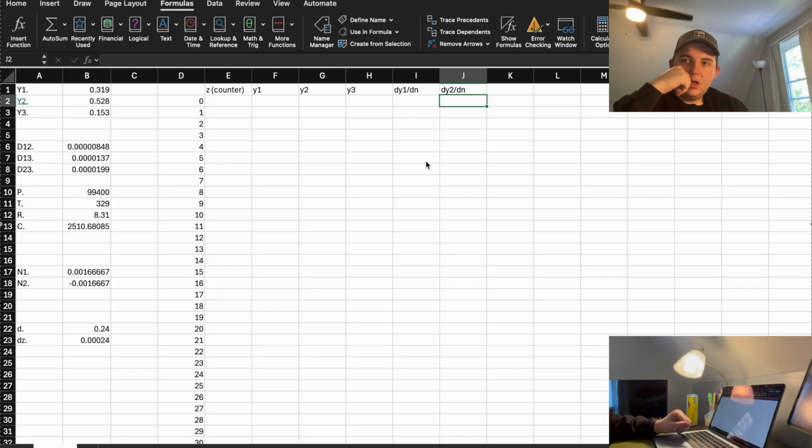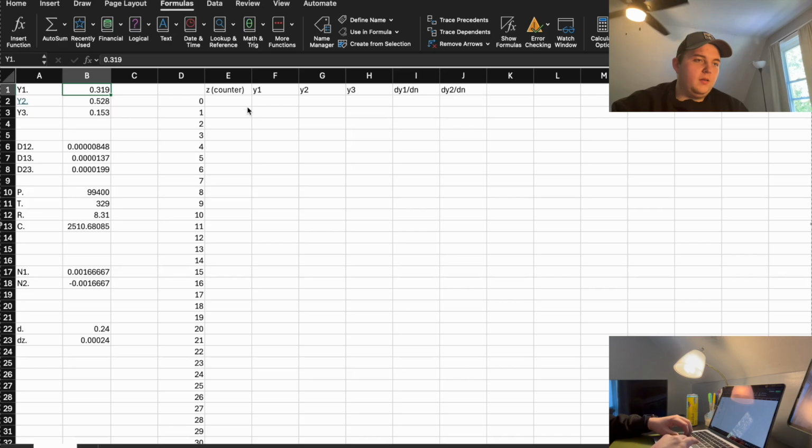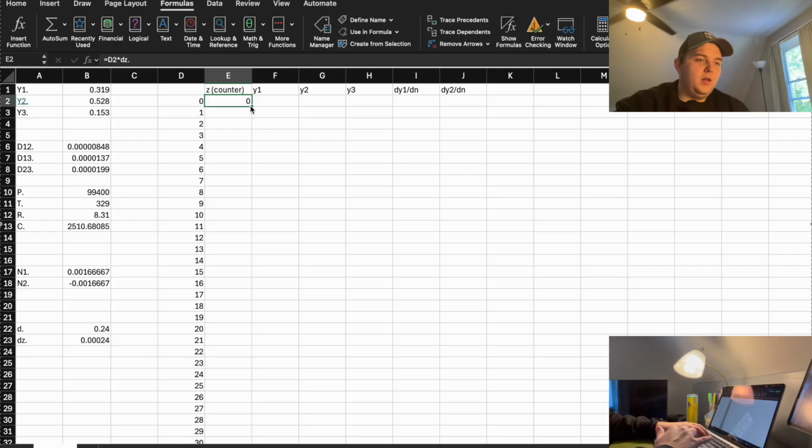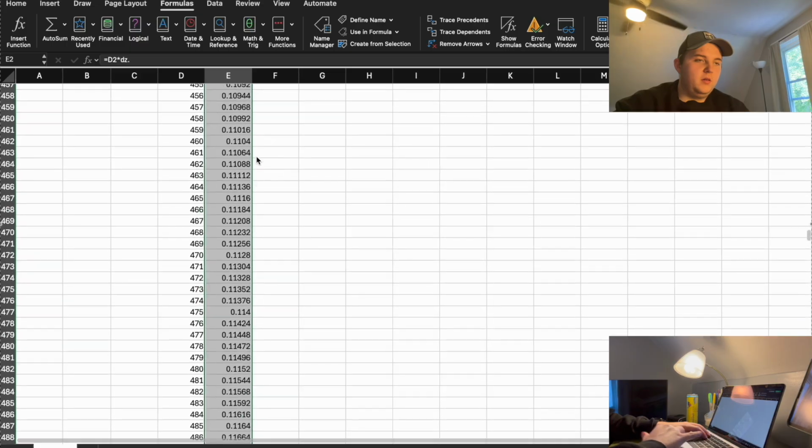Sorry. And then the next thing that we're going to do is, oh yeah, we just gotta copy these over quick. Well, let's do this first. So our counter is going to be equal to the cell adjacent to it, multiplied by our length, dz. So we get 0 there, and then we can copy this down, and it should go all the way to our total length.